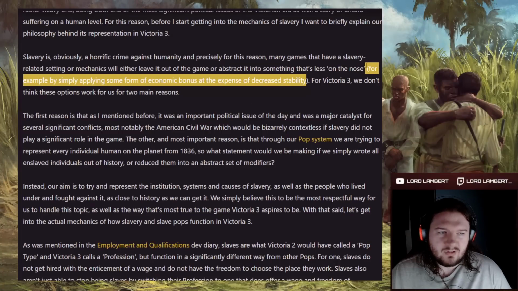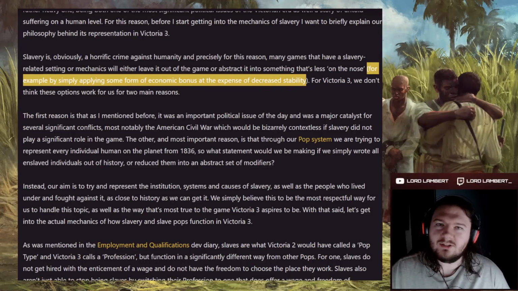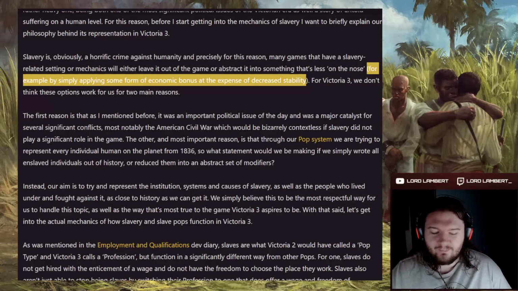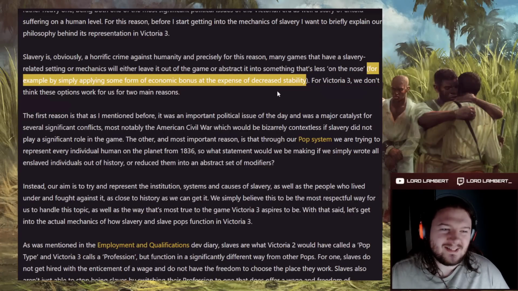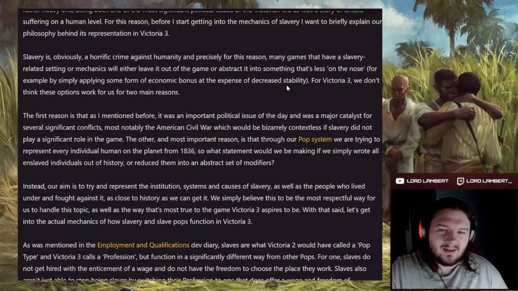Is this maybe a little bit of a jab at other Paradox games? EU4 has slavery, technically. EU4 has certain provinces that have a slave trade good, which just sounds horrific, really, let's be honest. And yeah, that is an economic bonus. I don't even think there was a decreased stability by having slaves in EU4, so it's the economic bonus without the expense. Is that not even worse?